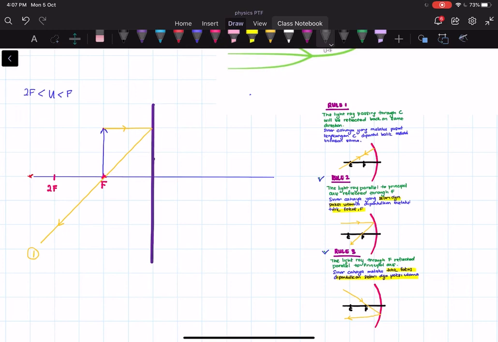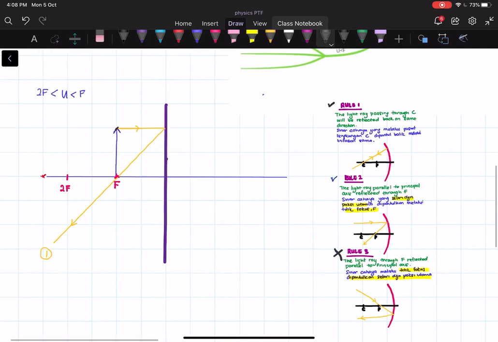Look at the black line that I'm going to draw here. From the object, if it's passing through the focal point, it's going to go in a straight line. It cannot hit the mirror at all. So therefore, in this case, rule number 3 cannot be used. So what we do instead, we go with rule number 1. Rule number 1 is easy.